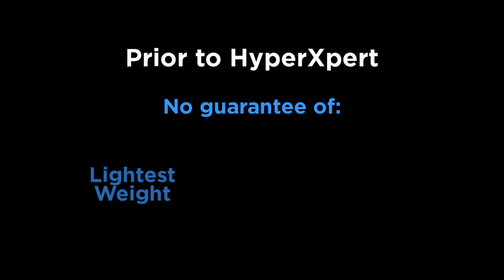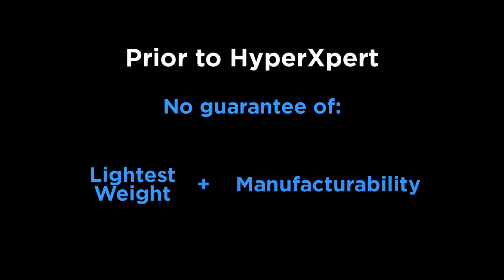In either case, there's no way to guarantee that the combination of linked variables you selected will result in the lightest weight but also a manufacturable design. Or, you could run a design of experiments that systematically evaluates the full factorial combination of all designs in the experiment space across the entire part.